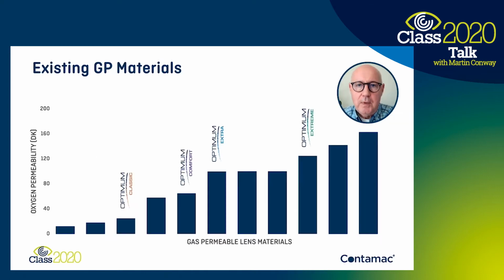If we look at what we have now, the existing GP materials, you can see now that we have a wide range of oxygen permeabilities available to us. From back in the early days of Polycon at just single digit and early teens, they now go up to well in excess of 100 DK. This is achieved with a range of different ingredients. Up to 12 different monomers now go into manufacturing a modern polymer to give you the range of material characteristics that you want in terms of wettability, in terms of flexibility, and in terms of optical ability.